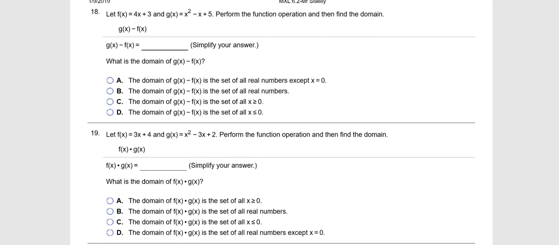18 and 19 are pretty much duplicates of the other types of problems that we've done. Remember, you're looking for denominators. Denominators are the problems for the domain. If there are no denominators, what's your domain always going to be? All real numbers. Yeah, there you go. Just keep it all real, folks.